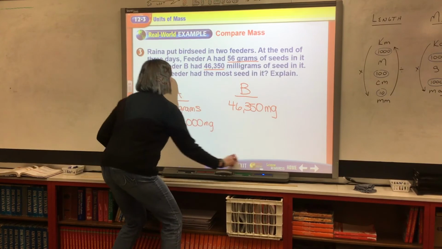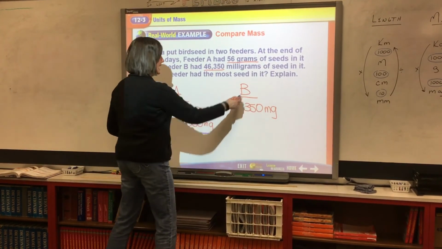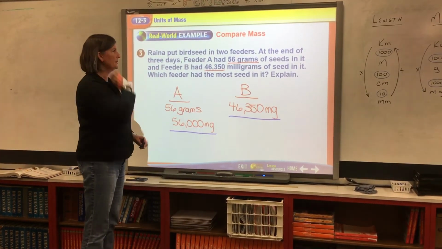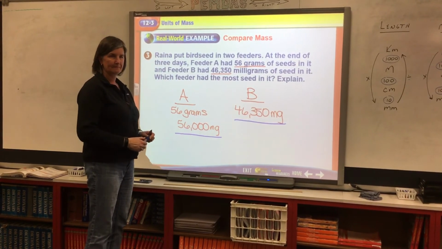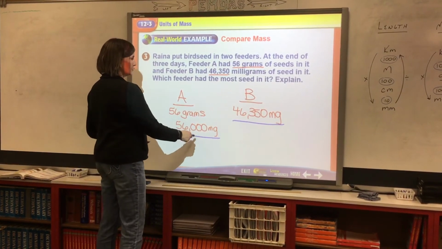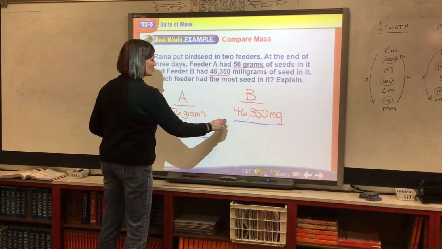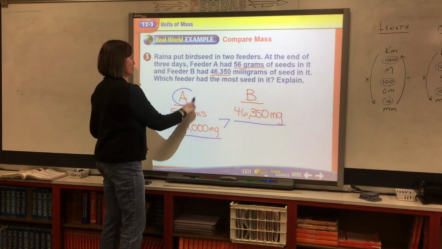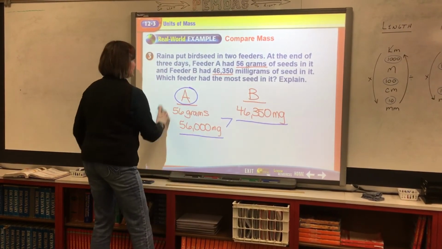Now we can compare. Feeder A has 56,000 milligrams and feeder B has 46,350. All right, which feeder has the most seed in it? A. All right, letter A. And the reason for that is because we know 56,000 is greater than 46,350. All right, so letter A has more seed in it.